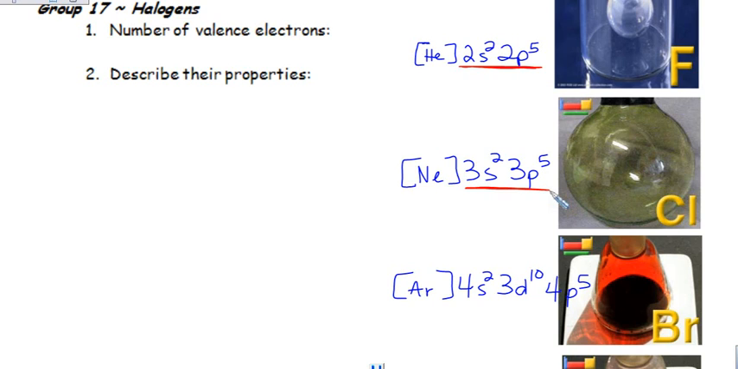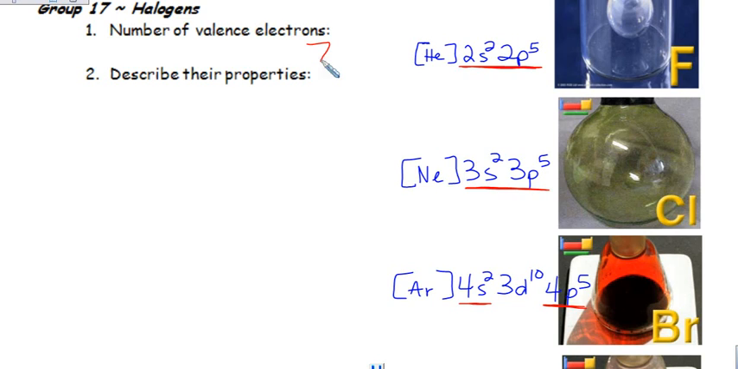Bromine. Now we're in the fourth energy level. And yes, there are some D's in the electron configuration, but they're in the third energy level. They're not going to be involved in bonding, because bonding and chemical reactions involve the outermost electrons. So now we're concerned with the fourth, or the highest energy level. There are 2 in the 4s, and there are 5 in the 4p. All halogens have 7 valence electrons.